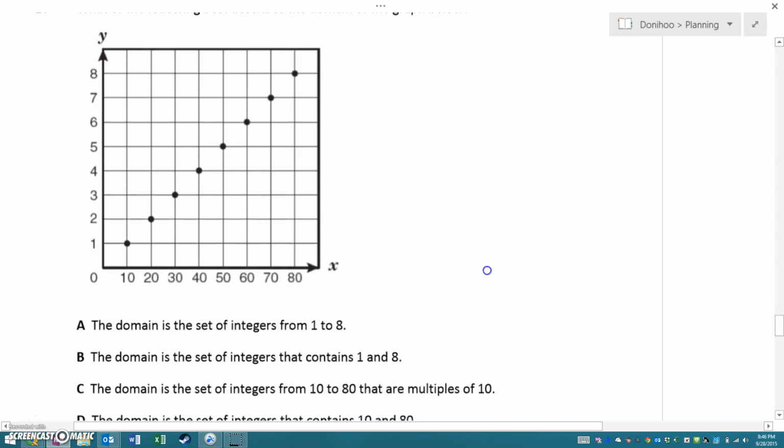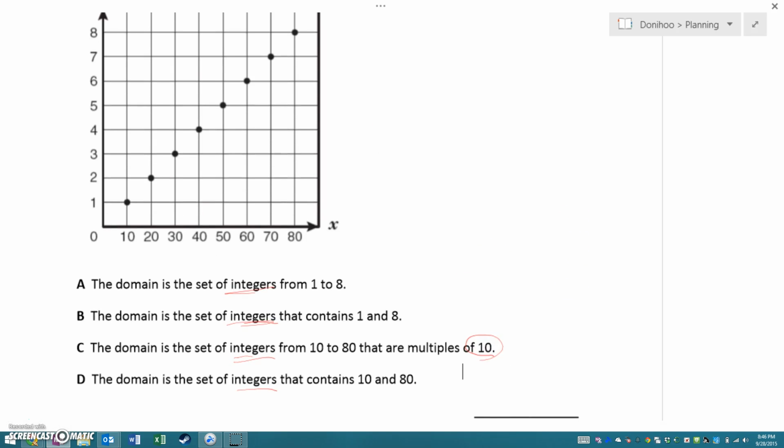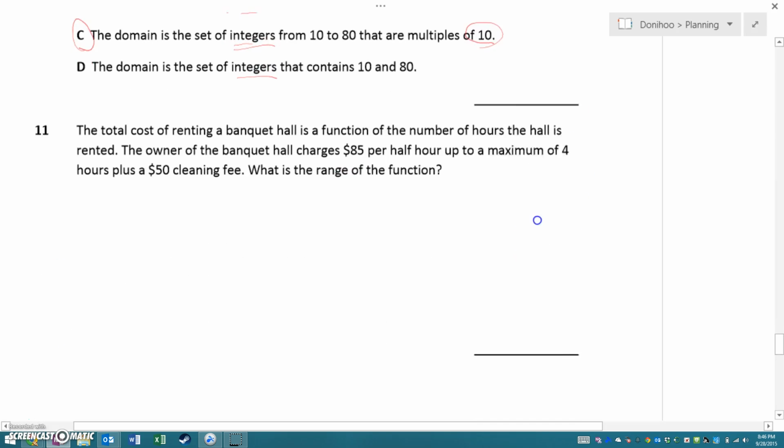Number 10, this is discrete, which means that we're talking about integers, and each of your options here does have integers in it. Integers are just whole numbers. Now the important thing is the only one that's added on here with multiples of 10. So 10, there's a point. 20, there's a point. 30, there's a point. 40, there's a point. Not 35, not 36. Those are whole numbers, but it's in those increments of 10.